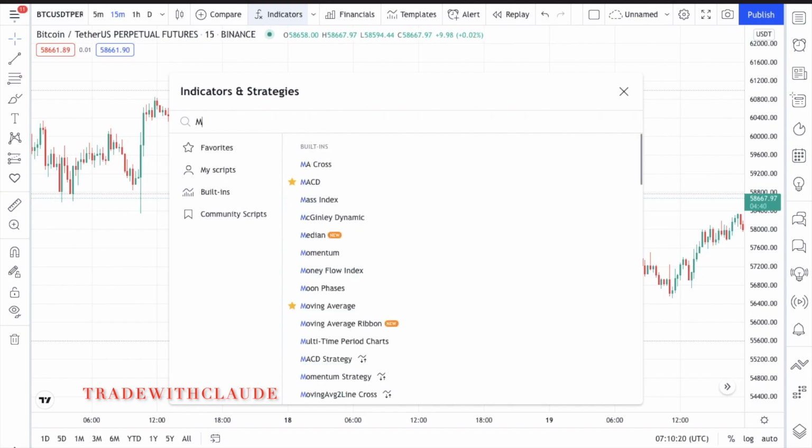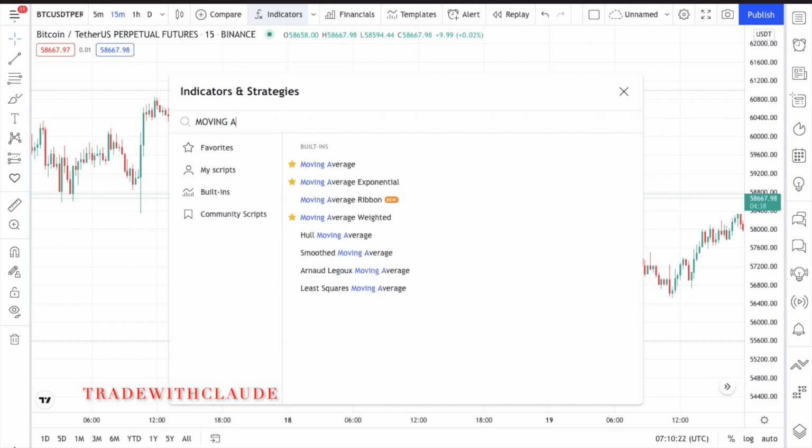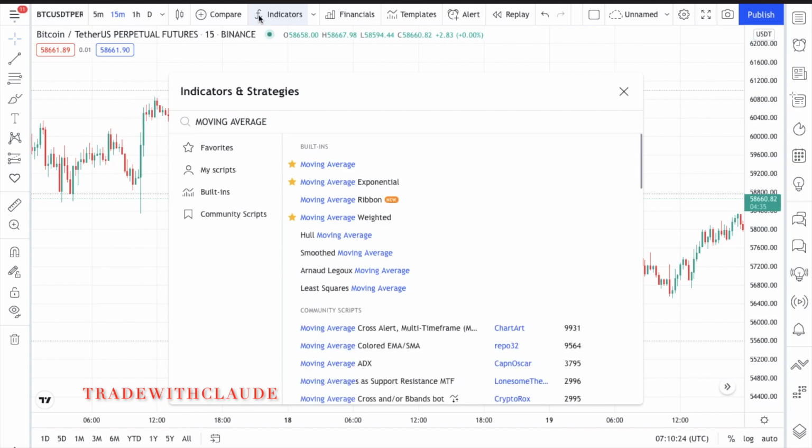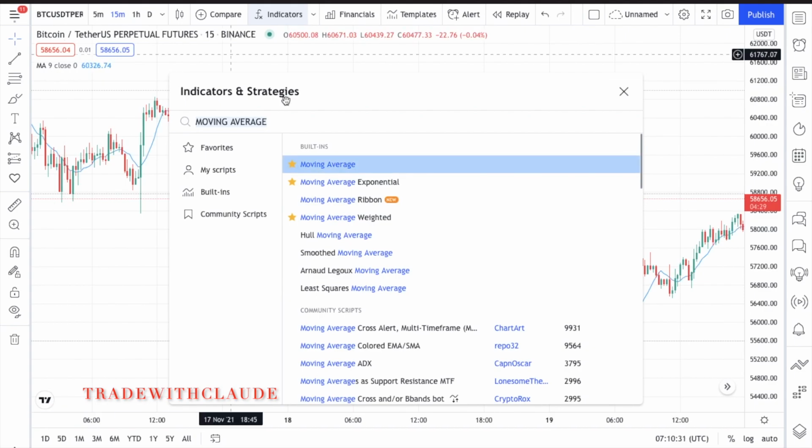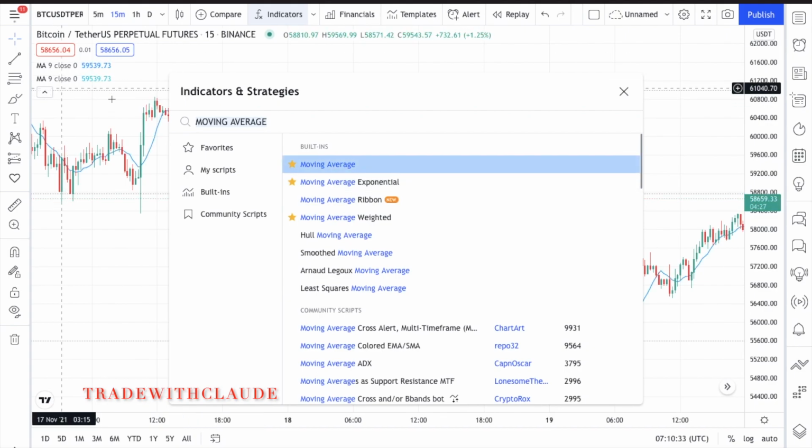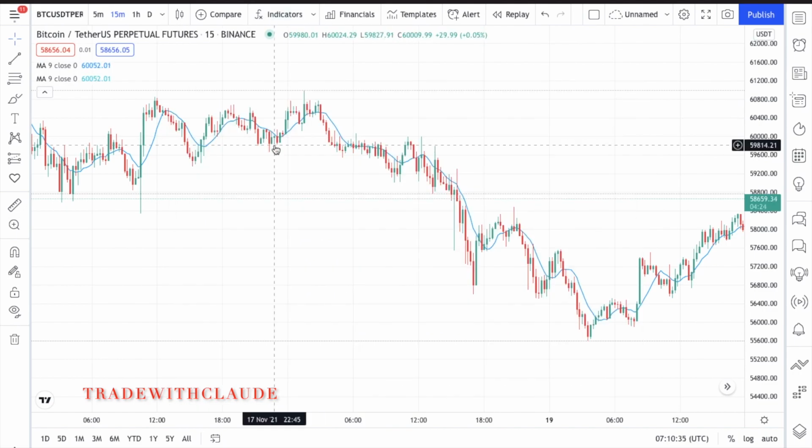Maybe it's not in your favorites, so you just have to type moving average. You see, always favorite it so you can always have it. Now I'll click on one, and you see one is going to appear. I click again, and another one appears. Now you have to set the length, very important.